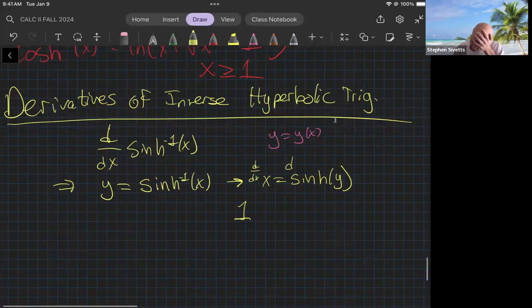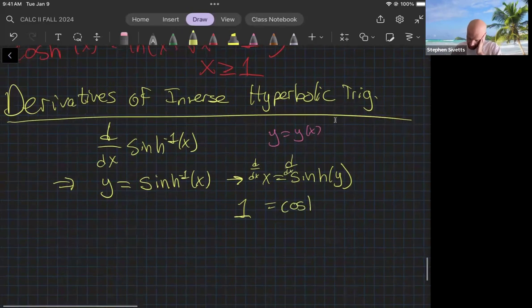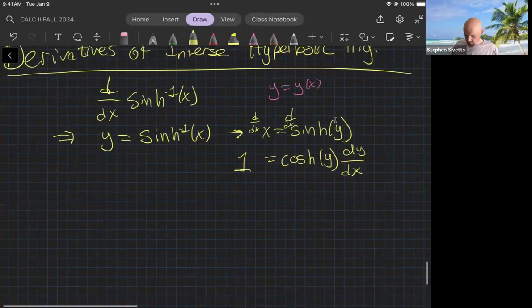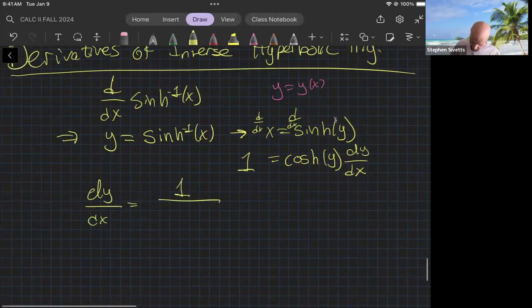So if I differentiate both sides, I'll get 1 is equal to, well, we have to use the chain rule. The derivative of hyperbolic sine is hyperbolic cosine, and we need to differentiate y, which is dy/dx. Next, we want to solve for dy/dx. So that means dy/dx is equal to 1 divided by hyperbolic cosine of y, right?